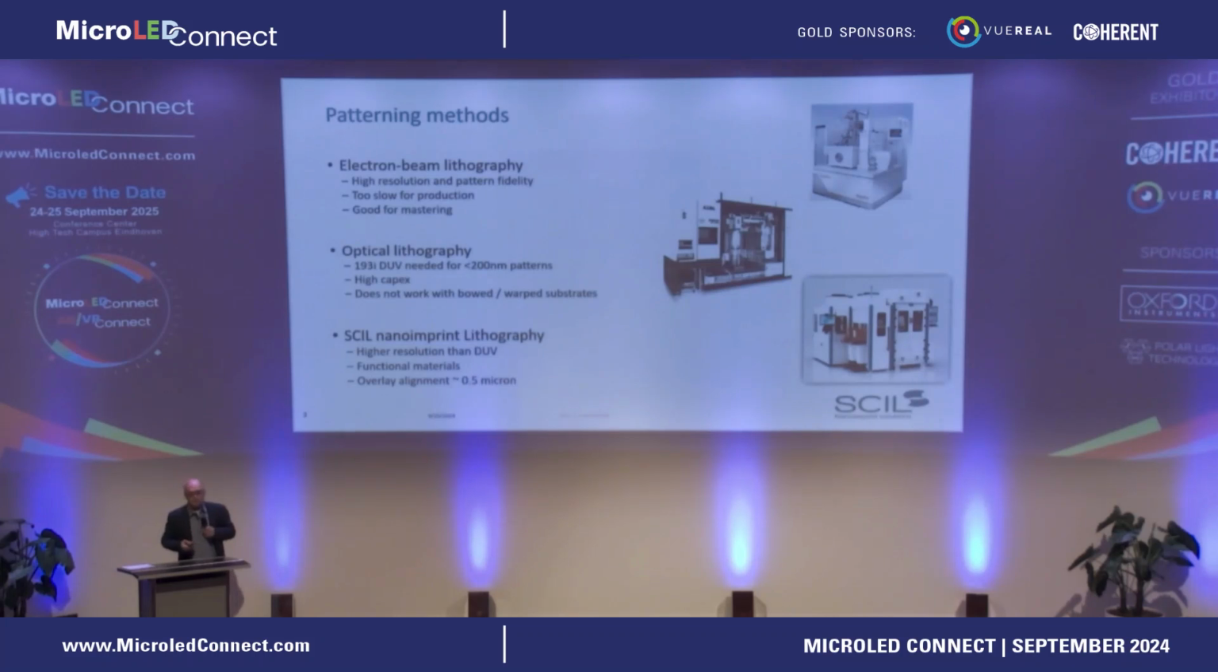If you talk about patterning methods, there are a number of flavors. If you talk about nano patterns, there are fewer flavors. One is electron beam lithography. It's a very nice technology, very high resolution, high pattern fidelity. The problem is it's really slow. Think about maybe a few hours per square centimeter. So it's not for production, but it's really good for mastering.